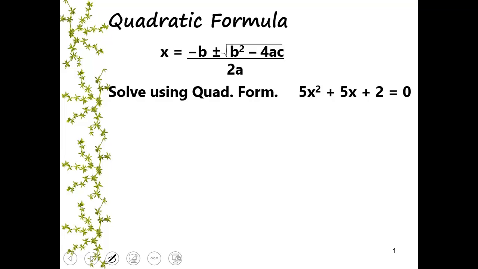So when we're using the quadratic formula to solve, we want to make sure that we know what A, B, and C are. A is the coefficient in front of x squared. B is the coefficient in front of x, and C is the constant. Notice that all of the terms are on one side. All on one side. That's super important.